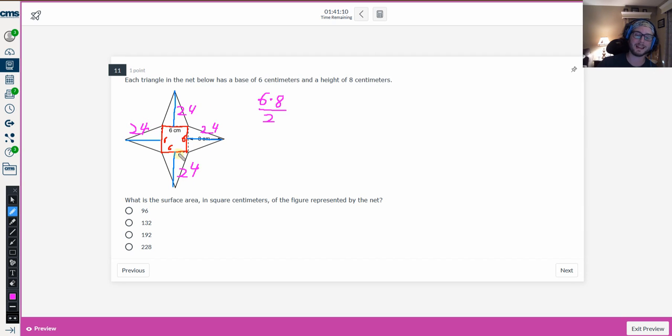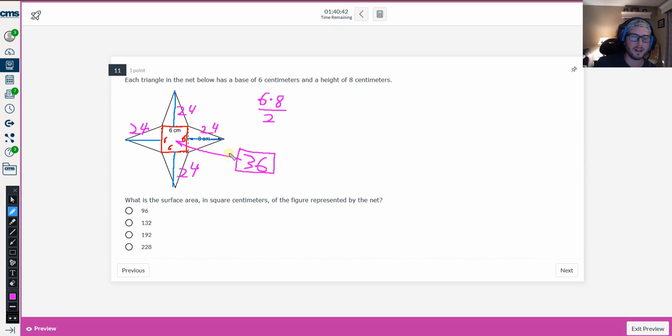And now we need the area of my square on the inside. The area of the square is just going to be base times height, 6 times 6, which is, coincidentally, or no, it's not going to be 24. I almost made a silly mistake. 6 times 6 is 36. Don't know why I was about to say 24. So, we've got 36.